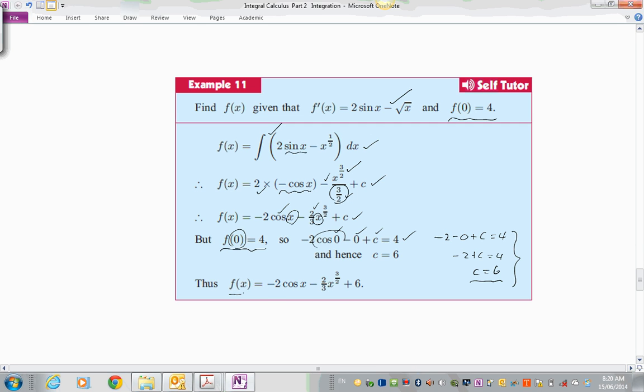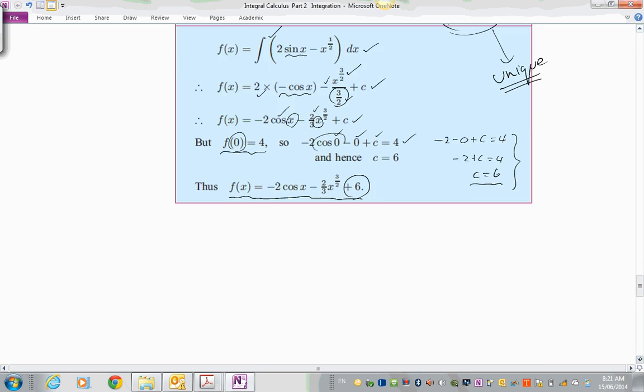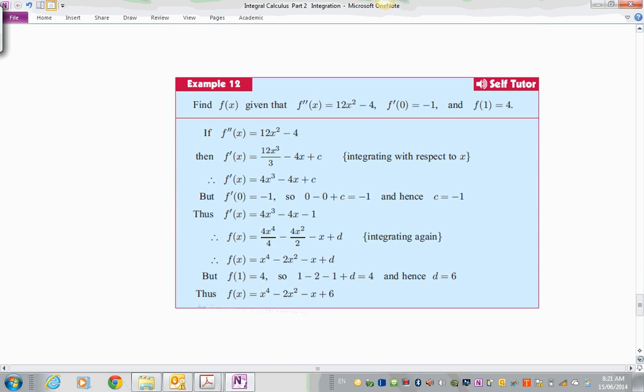And then you put the whole function back together again with an actual value of c. So there is a unique function. This is unique now because we're given a particular initial condition, or condition for the value of the variable being 0. So we can actually get a unique member of that family. Okay, let's go down and have a look at some more.